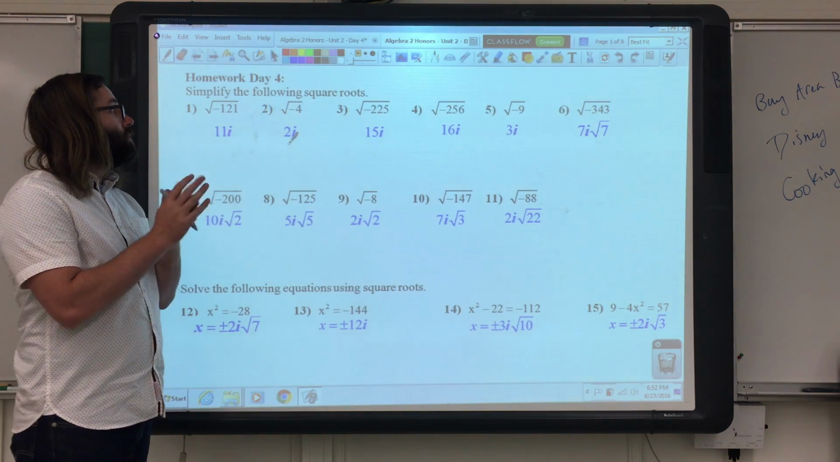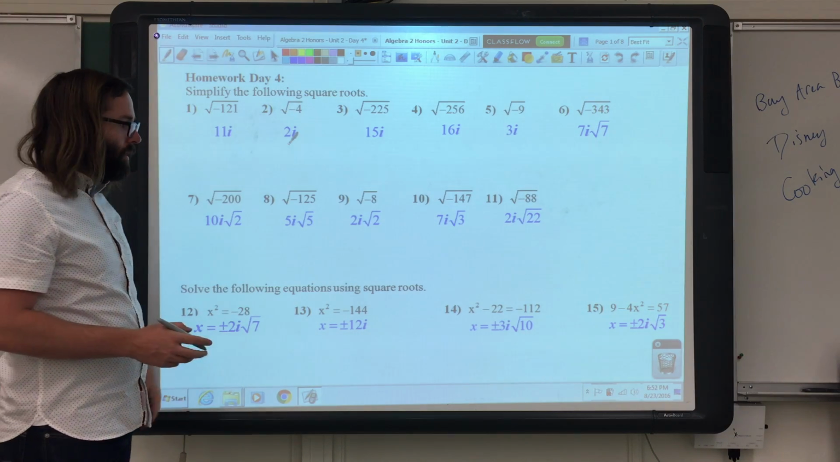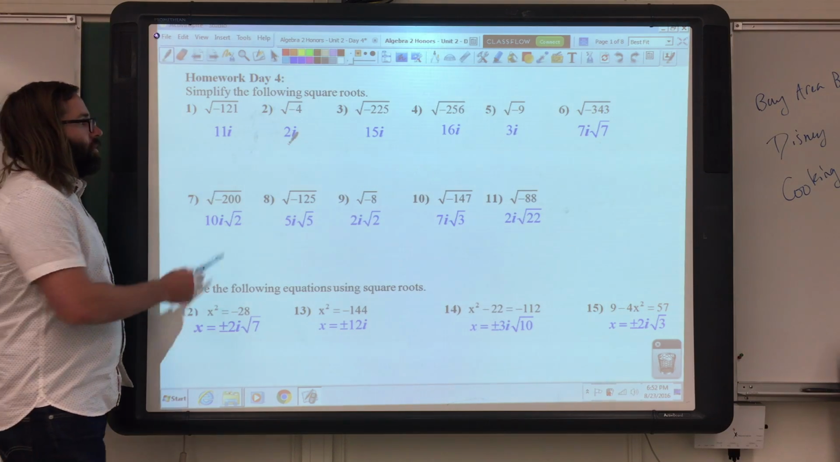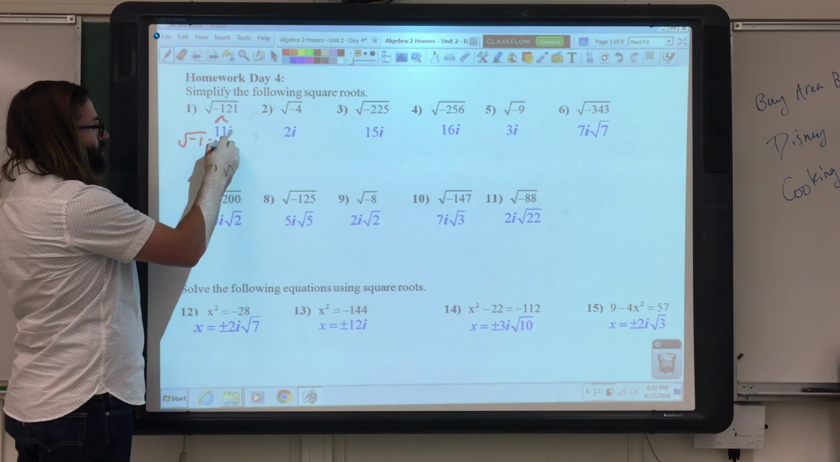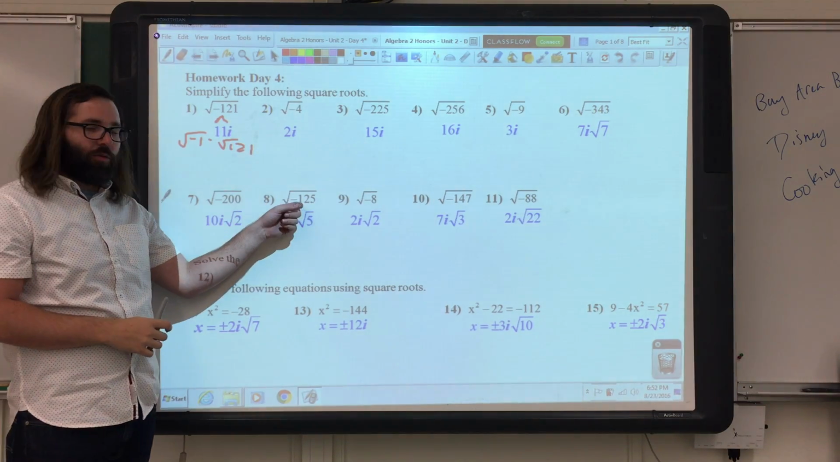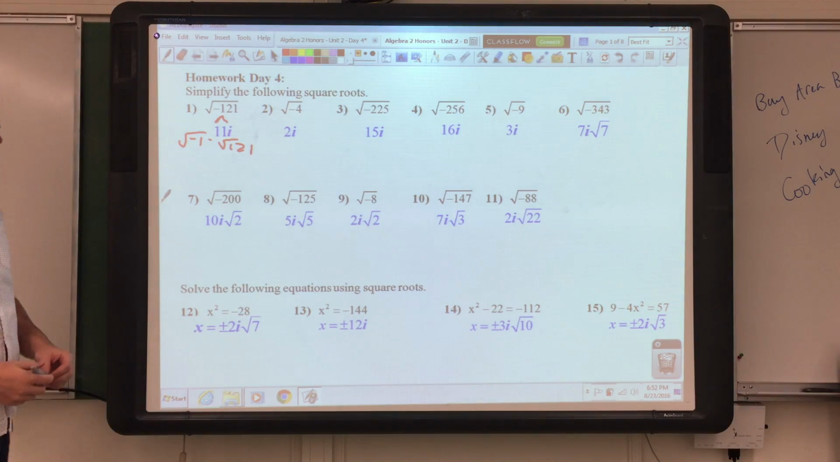All right, so check your answers from last night. Hopefully these are all right. Okay. Just remember, this is just negative square root of -1 times the square root of 121. Okay, break up all these negative square roots into i and something else.